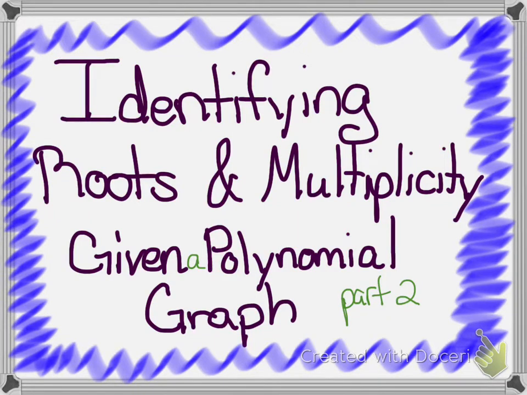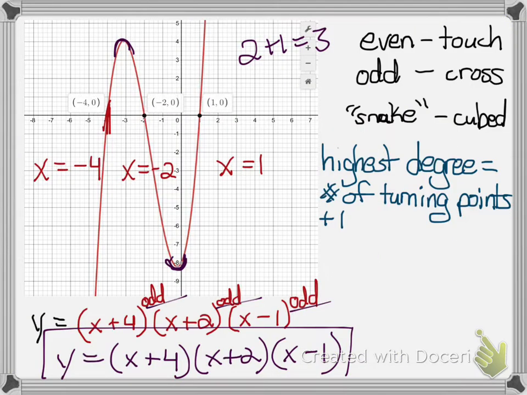In this video, I'm going to teach you guys how to identify roots and multiplicity given a polynomial graph, part 2. So make sure you've already watched the previous video. And just to give you a refresher, for multiplicity, even, touch, odd, cross. Even, touch, odd, cross. And if it has a snake type of graph, it means that it's cubed. And also to refresh your memory, the highest degree equals the number of turning points plus 1.